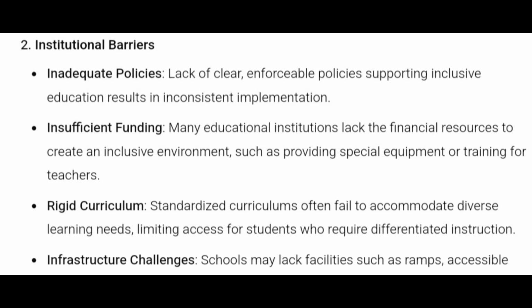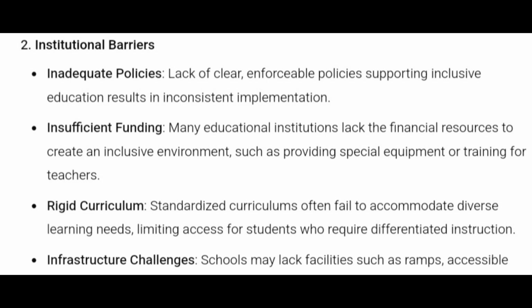Institutional barriers. Of course, institutional means it can be schools, it can be colleges. So, inadequate policies, lack of clear enforceable policies supporting inclusive education results in inconsistent implementation. What happens is that inadequate policies means the rules and regulations are not enough. It is not clear. So enforcing these policies which support inclusive education results in inconsistent implementation. All right, so you have to remember that insufficient funding.